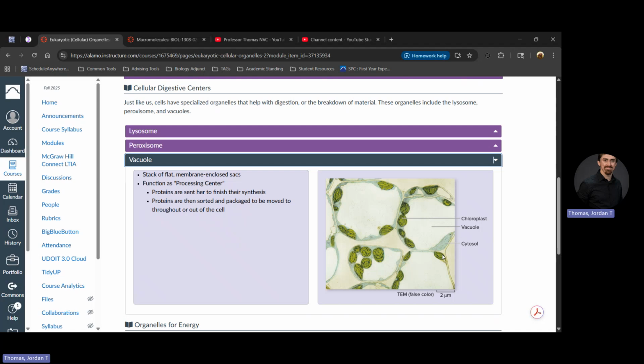Animal cells do not have this big structure. The vacuole, since it's so big, actually helps with the structure of plant cells. It helps make the plant cells nice and large and rigid.